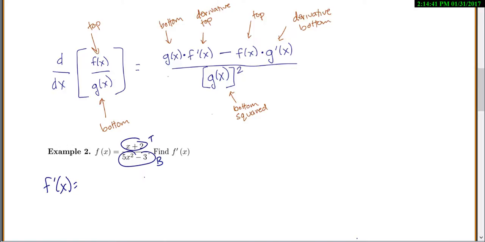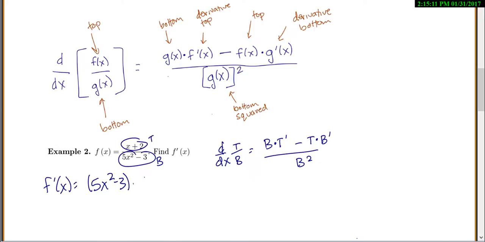And so sometimes instead of that quotient rule, I actually prefer to say, okay, the derivative of top over bottom is equal to bottom times the derivative of top minus the top times the derivative of the bottom, over the bottom squared. That way I don't have to worry about the fact that this actually said f of x, but f of x for my formula is just the top, etc. Okay, let's see. So it says do your bottom. So my bottom is 5x squared minus 3 times the derivative of the top. My top is x plus 2, so the derivative of that is just 1.